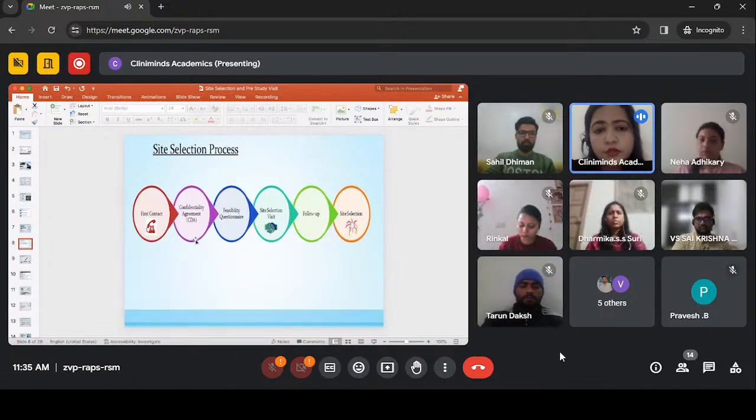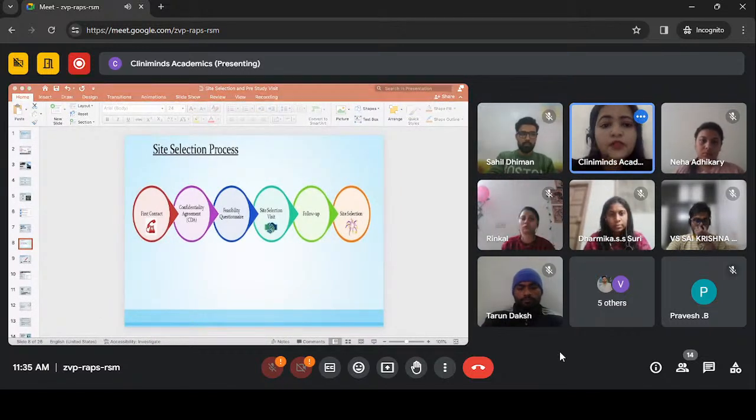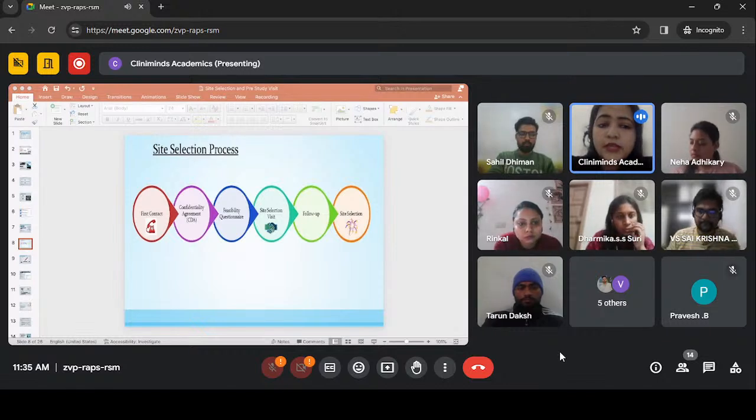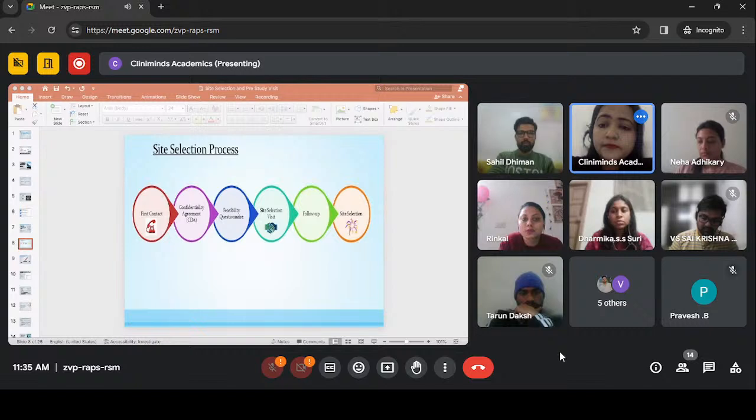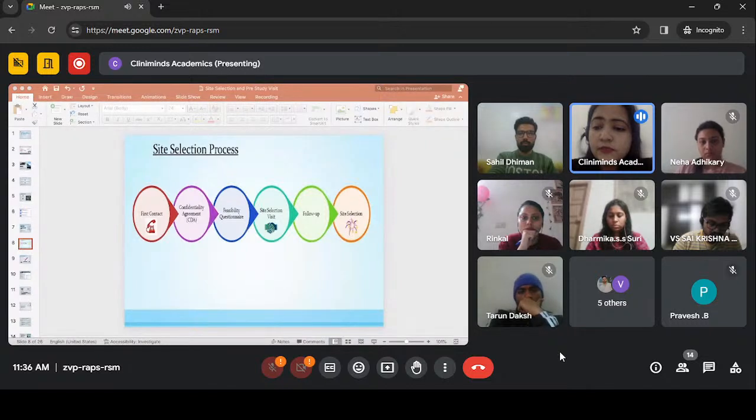So this is what we talked about, right? First, the site will be contacted. After that, the CDA agreement will be signed. After the CDA agreement, the site will receive the sponsor's feasibility questionnaire and protocol. After that, there will be an in-person visit, which is known as the site selection visit. So what are the things that the sponsor's team is going to check at the trial site? We are going to see that now.